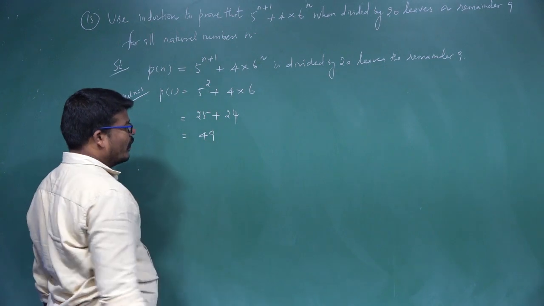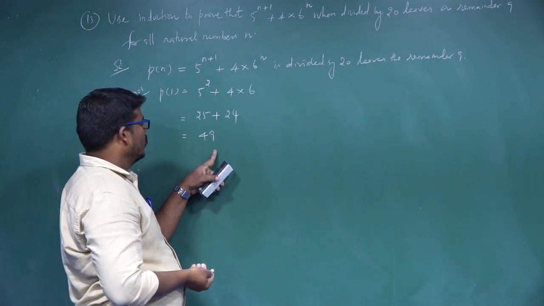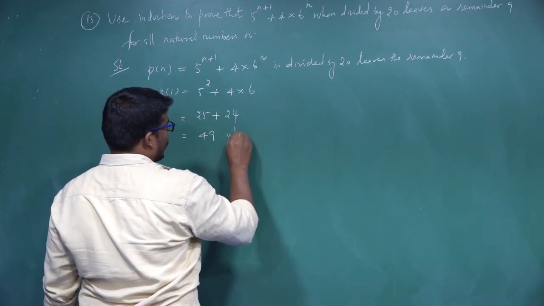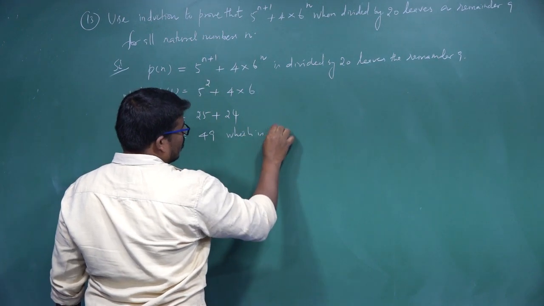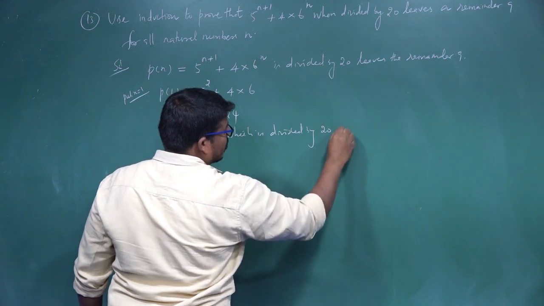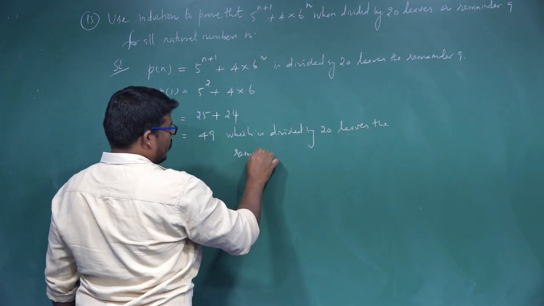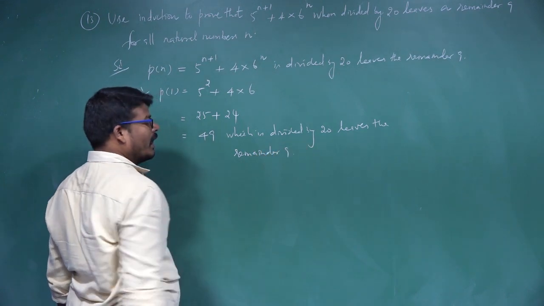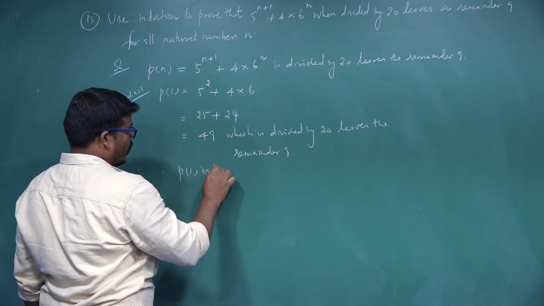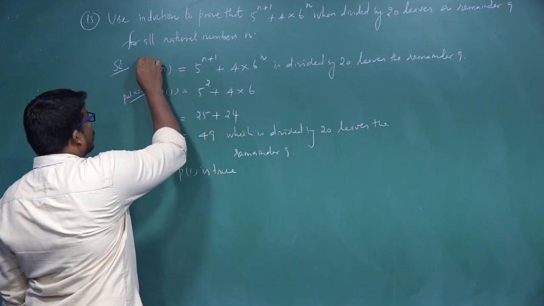49 is divisible by 20. 49 divided by 20 leaves the remainder 9. So 49 is divided by 20 and leaves the remainder 9. Therefore P of 1 is true. And step 2, write in step 1.